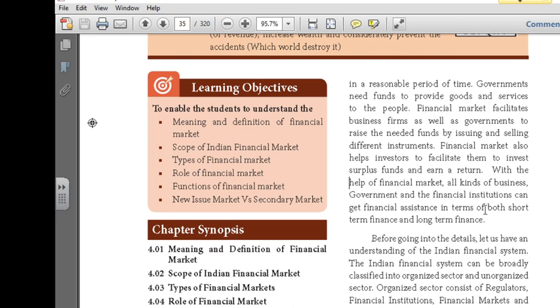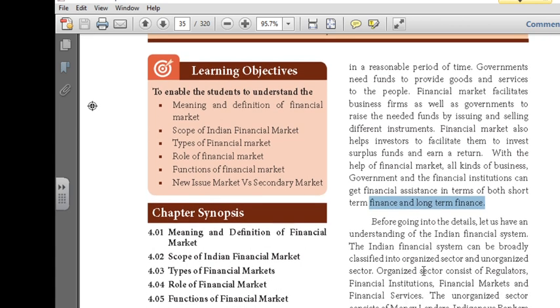So with the help of a financial market, all kinds of business, that is government and the financial institutions, get financial assistance both for the short term and for the long term. Next, we'll learn that according to the Indian financial system, it is classified into the organized sector and the unorganized sector. So the financial system is classified into two: one is the organized sector, the next one is the unorganized sector.